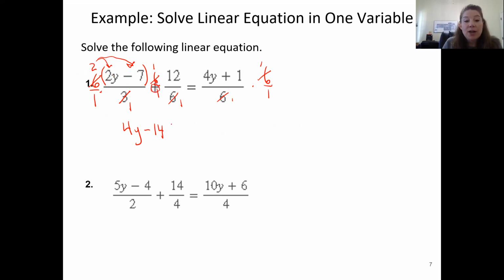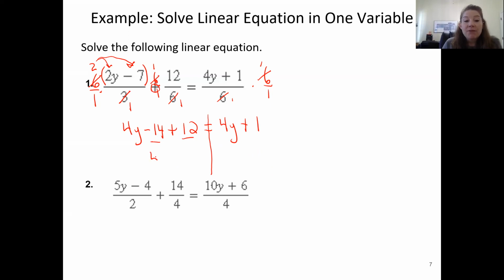Well, 1 times 12 is 12. Now we have our equal sign. Well, we're multiplying everything by 1, which doesn't change. So 1 times 4y plus 1 is 4y plus 1. All right, our denominators are all gone. So now what can we do now? We can combine like terms. We combine these like terms right there.